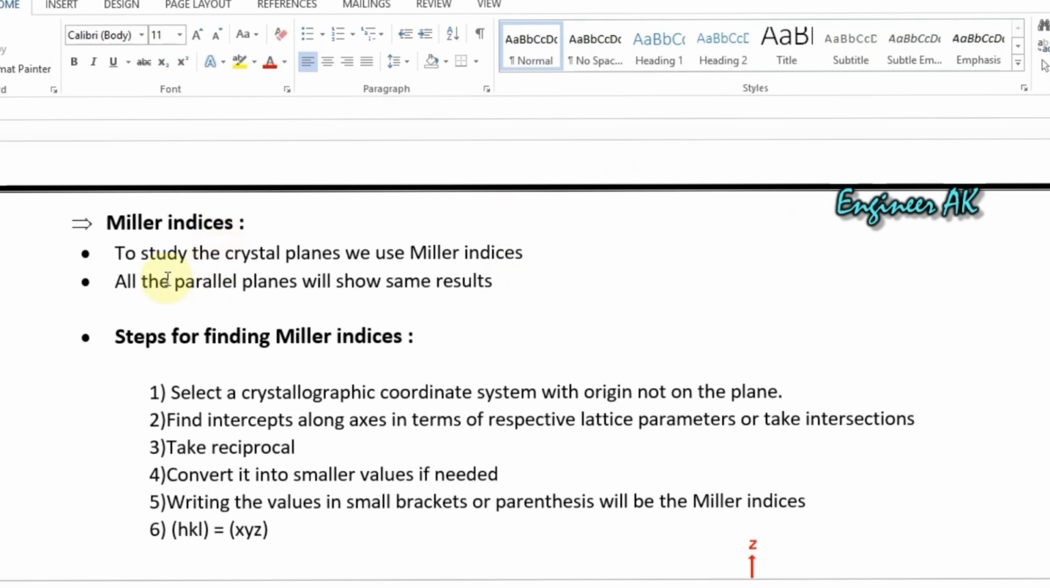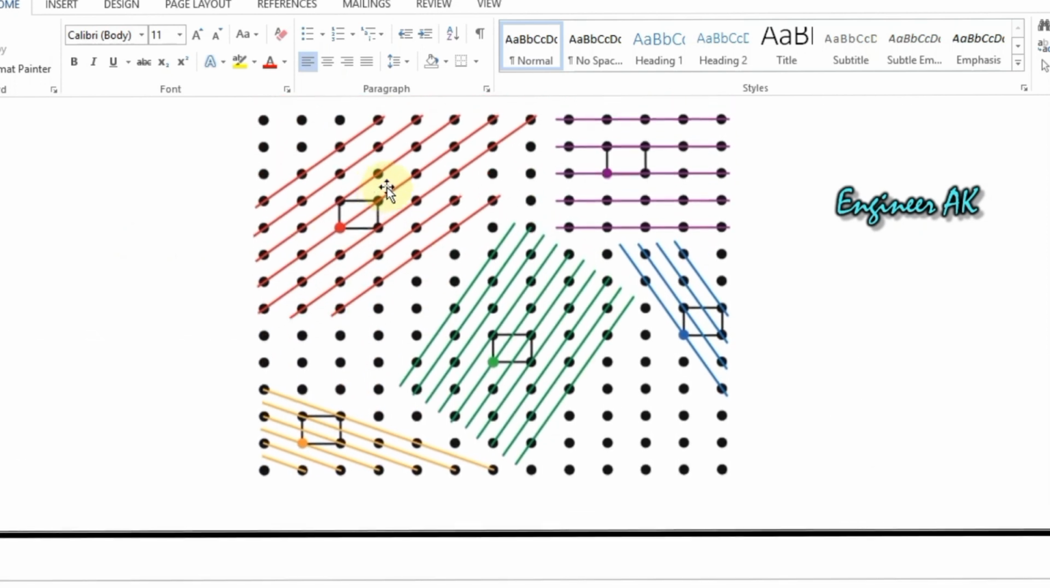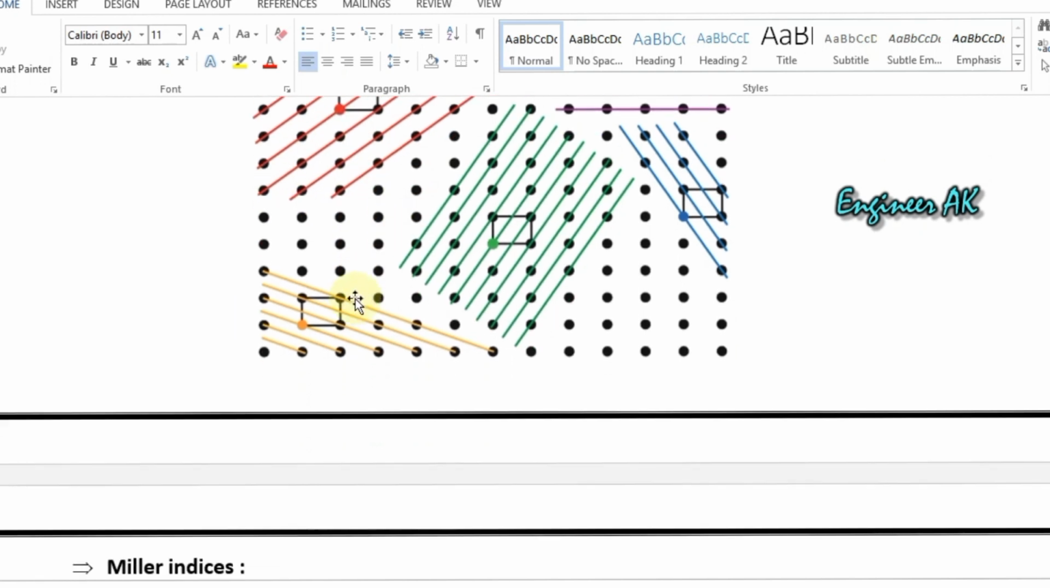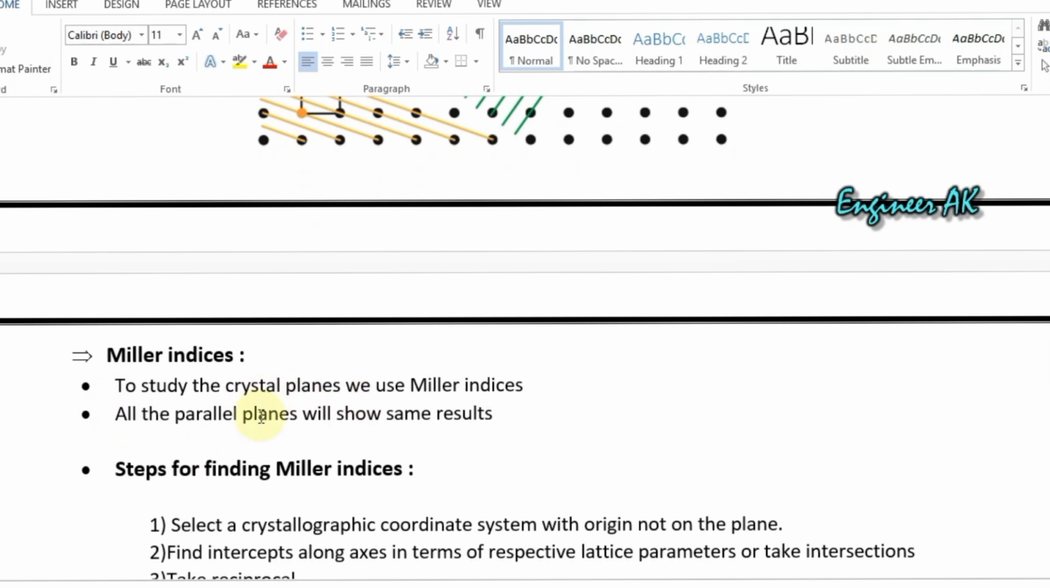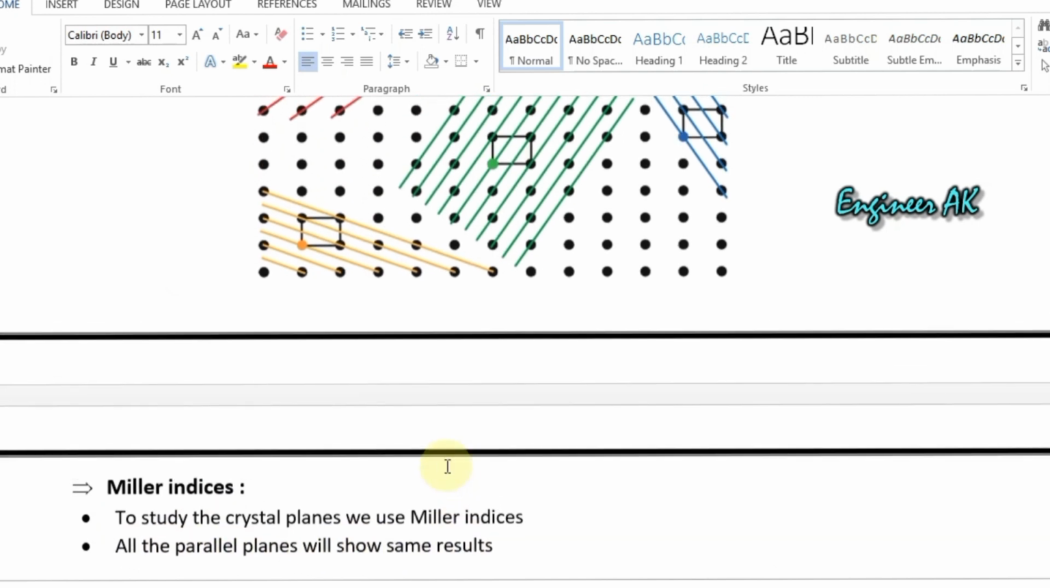Now the second topic, which I would say is the most important topic of today's lecture, is Miller indices. So what are Miller indices? We have discussed what crystallographic planes are, so there should be some technique or way to study these planes. Miller indices are used to study the crystal plane and to get all the details of the plane. And all the parallel planes will show the same result.